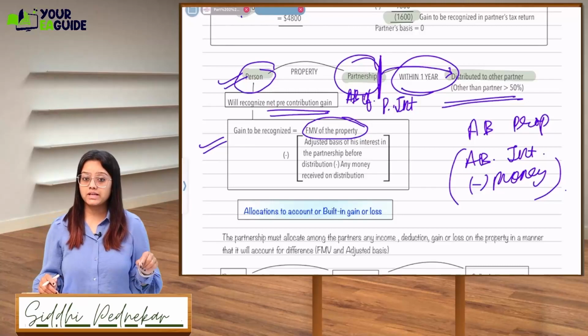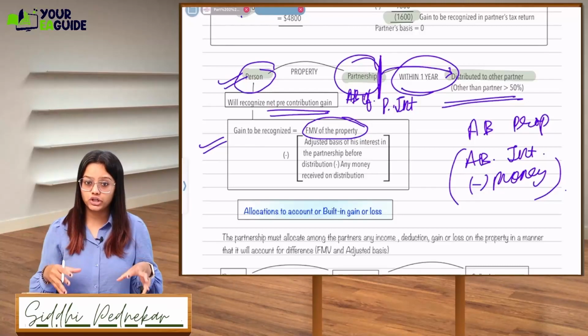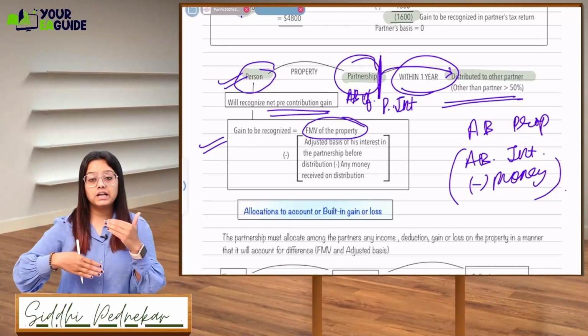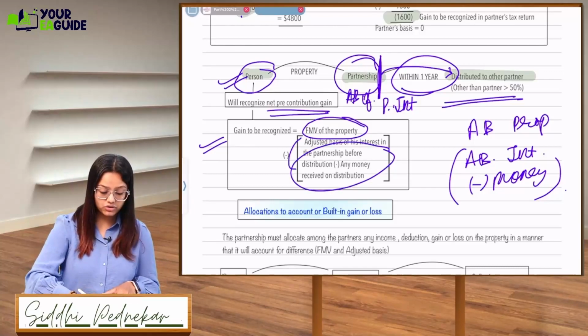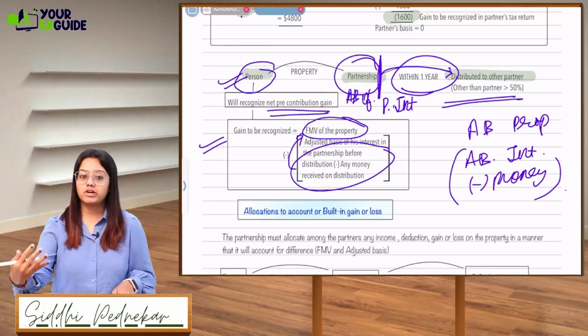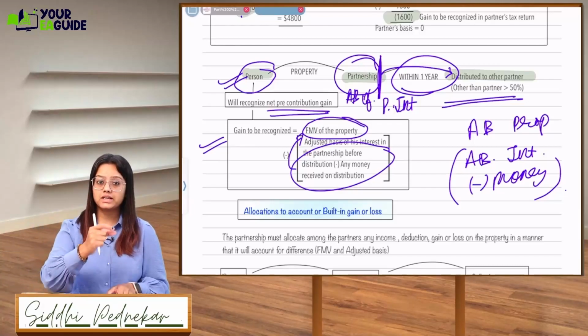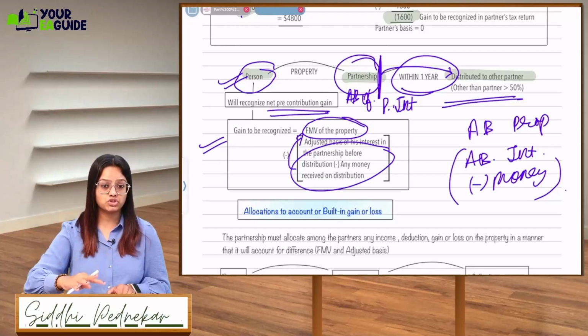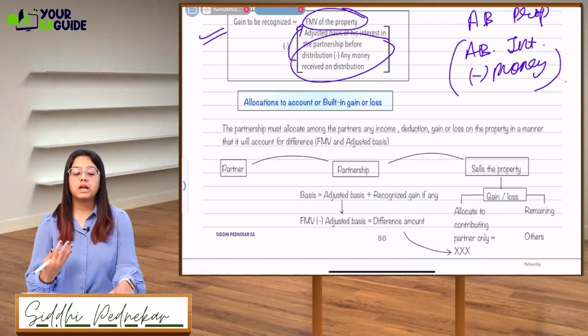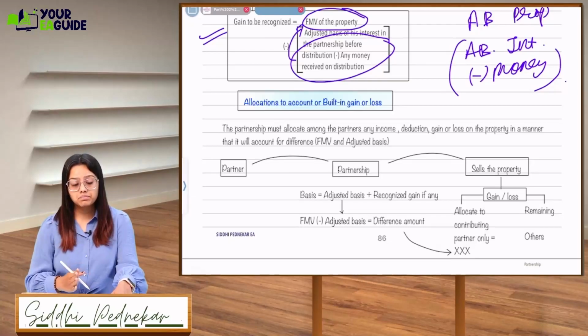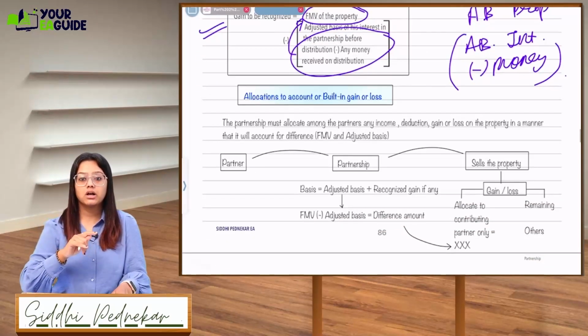How much will be recognized? FMV of the property, you'll have to reduce the adjusted basis of interest in the partnership minus money received. That much amount you have to reduce from the FMV of the property which is getting transacted. This gain will have to be recognized by the person, which is known as pre-contribution gain. Okay, I hope everyone understood this. Now in case of built-in gain or losses, this is the same thing which we did over here, but just a little bit of changes will be there.